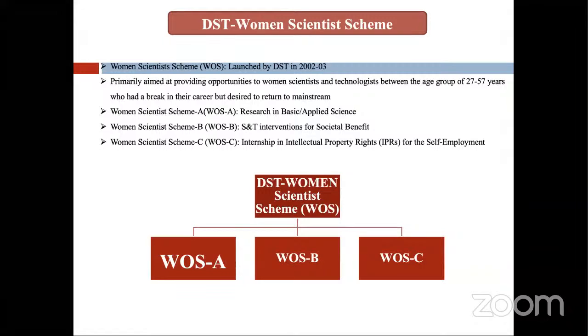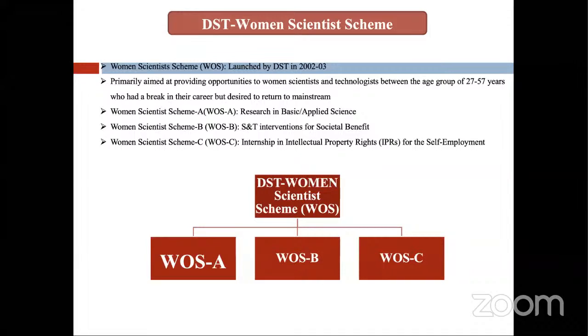I told you DST has 3 schemes, the Women Scientist schemes A, B, C, and they are different. A is research in basic and applied science. B is S&T interventions for societal benefit. And the third is internship in intellectual property rights. All these 3 terms I referred to in my previous slides. So there is a place for basic science. You cannot ignore basic science.